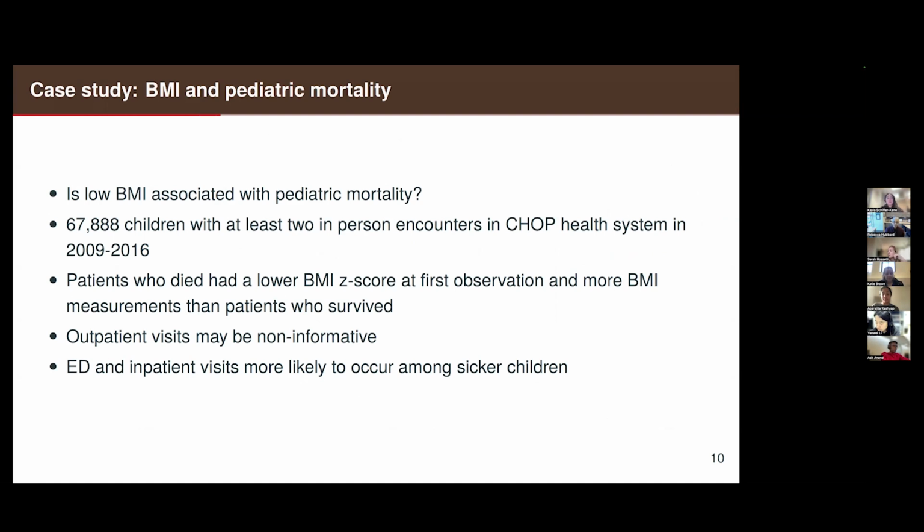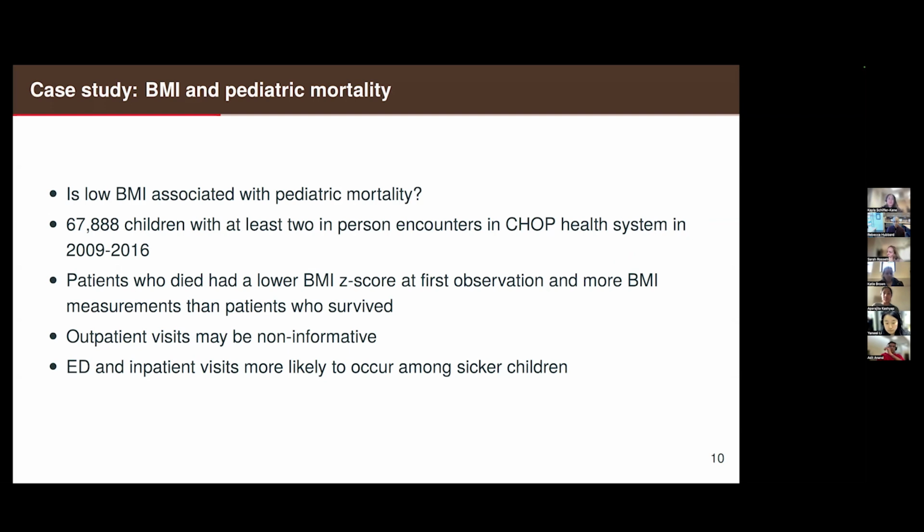To illustrate what this looks like in a real data set, I used data from the Children's Hospital of Philadelphia, where we asked a really simple, rather naive question, which is just, is low BMI in kids associated with pediatric mortality? So we had about 70,000 kids who had made at least 2 in-person visits to the Children's Hospital of Philadelphia Health System. And if you look at these data, just empirically, what you'll see is that patients who died had lower BMI z-scores at their first observation than patients who survived throughout follow-up. And patients who died tended to have more BMI measurements over the course of follow-up.